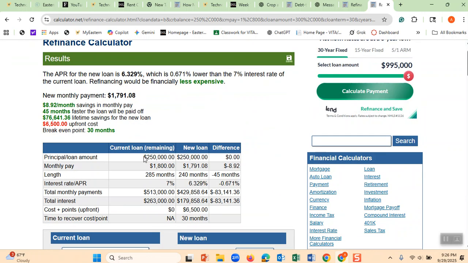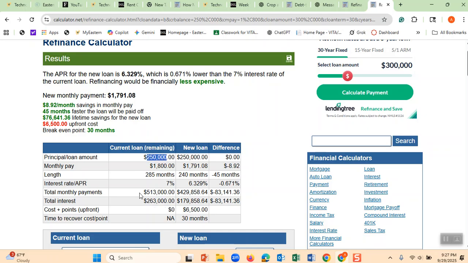It means that your current bank is charging you on $250,000, you are paying a monthly fee of $1,800, and you have to pay 285 payments, meaning 285 months. And this is the interest you have to pay. Therefore, the total money that you pay in these 285 months comes to almost $500,000. Out of that $500,000, $263,000 is the interest that the bank is getting from you, and the rest of it goes to cover this $250,000.